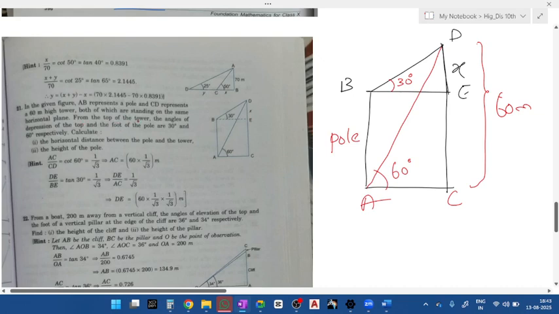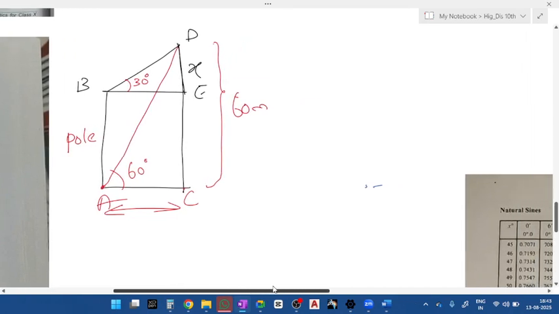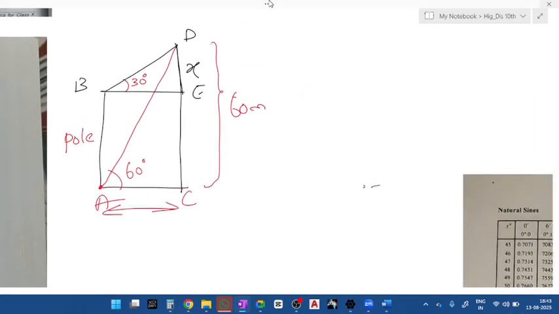From the top of the tower, angle of elevation, depression, other things are given. What do you have to calculate? The horizontal distance between the pole and tower. So which one is the foot of the pole and which one is the foot of the tower? AC, right? So what you have to find here is the distance between A and C. Next, you have to find the height of the pole. Now can you tell me how will you solve this? Which triangle should I consider first?